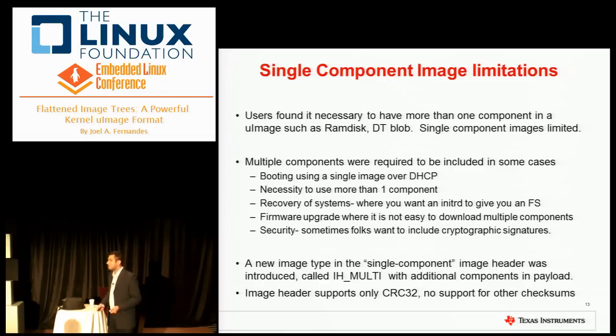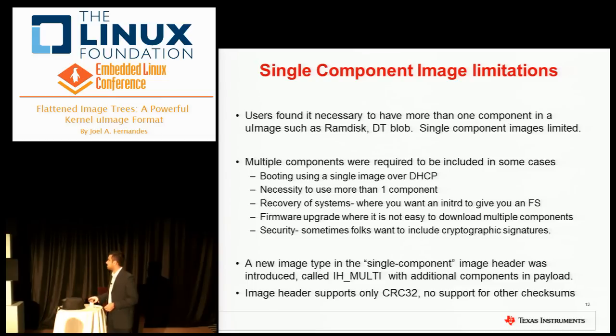And then for recovery of systems where you want a ramdisk, it's nice to have all that inside of the image itself, right? So you don't want to mount your root file system. You want to directly go into ramdisk with busybox and stuff. So that's one of the applications possible. Firmware upgrades, it's not easy to download multiple components. Firmware vendors prefer to have just one image that just works. And even security, there's no support at all, even in multi-component images that I'm going to talk about. But FIT does have support for security, where it was thought that it'd be nice to embed the cryptographic signatures inside of the image itself. And that's just not possible with these kind of simple image formats. So I'll talk more about that.